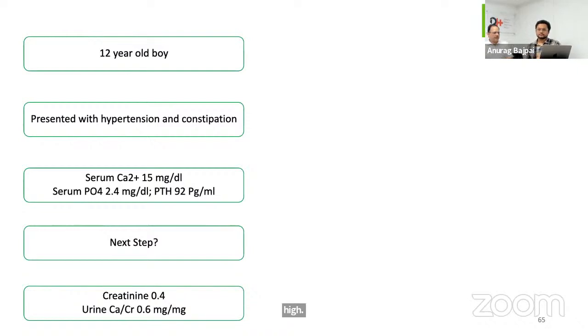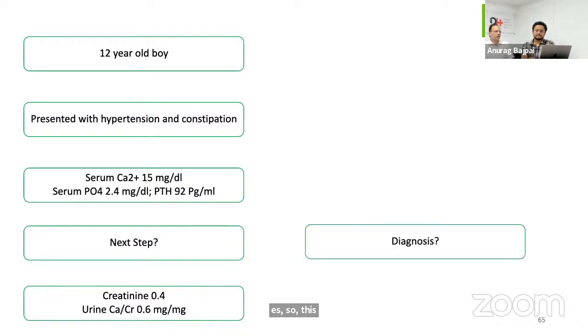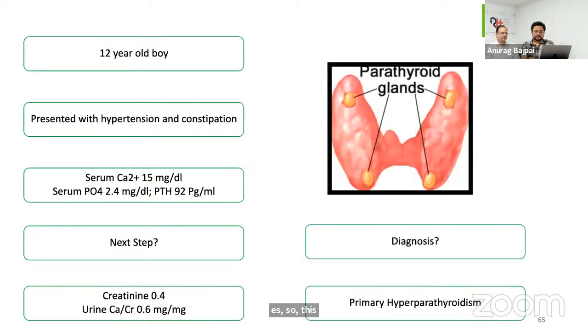So there is hypercalcemia, there is hyperparathyroidism, and the urinary calcium is high. Yes, so in this setting, we will have to look for a family history of many syndromes. So this is a primary hyperparathyroidism. You have to think of all the genetic causes and other parameters to look for. So there will be a parathyroid adenoma.